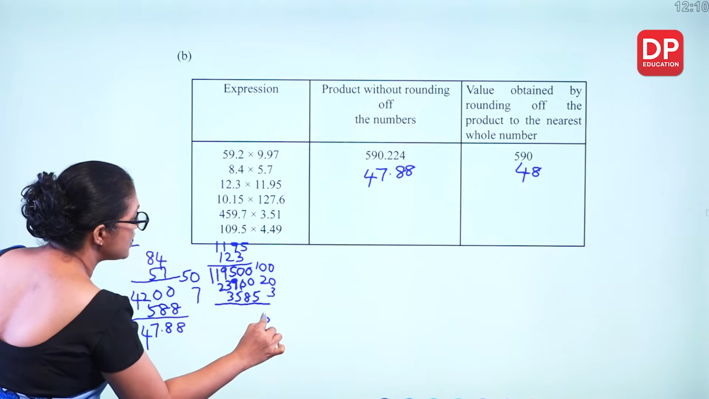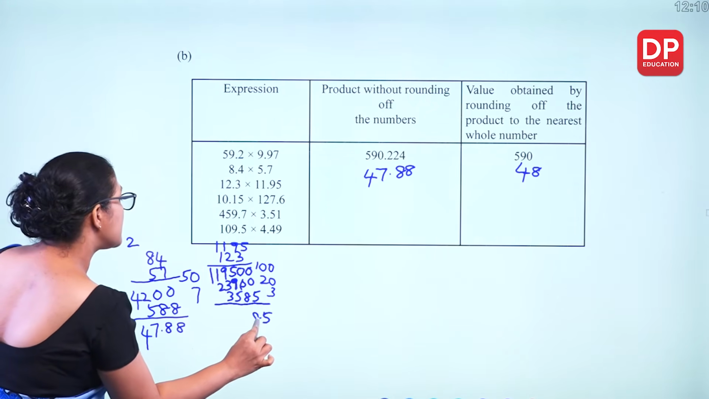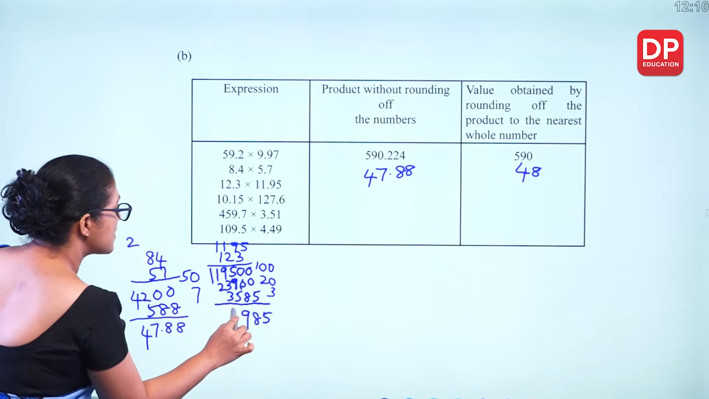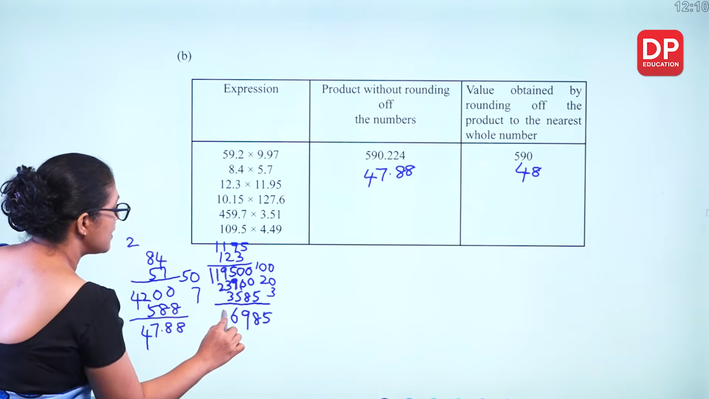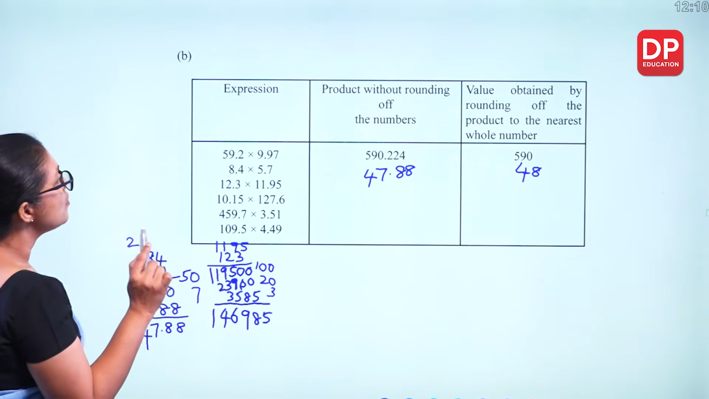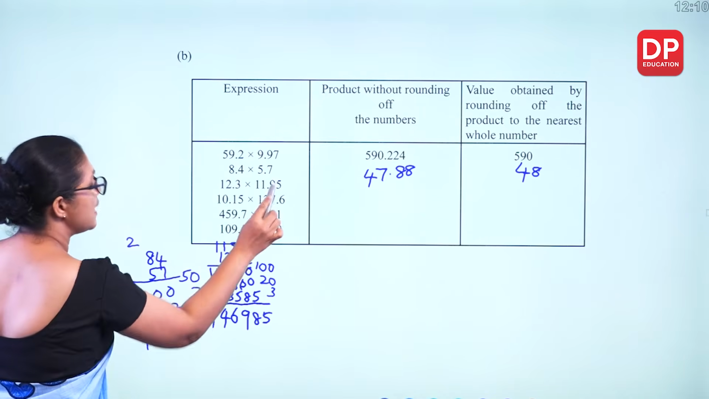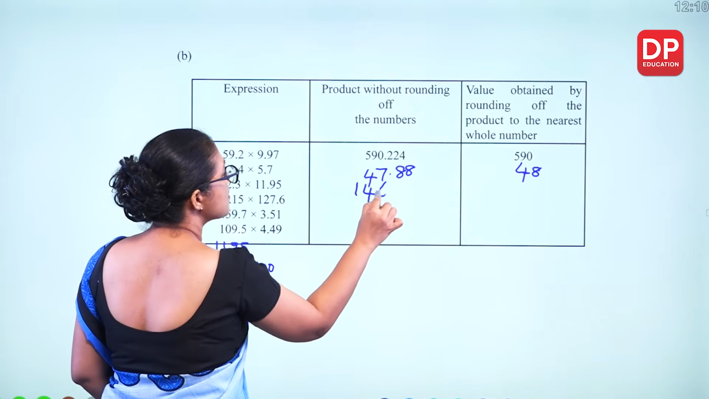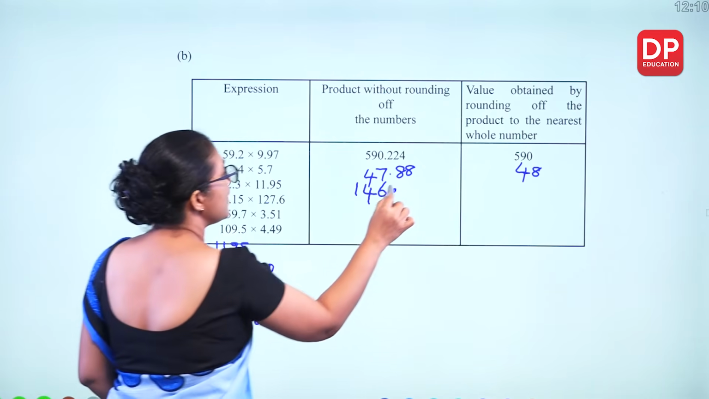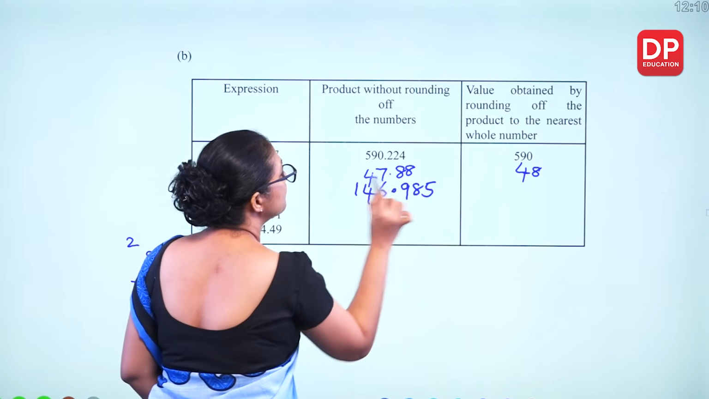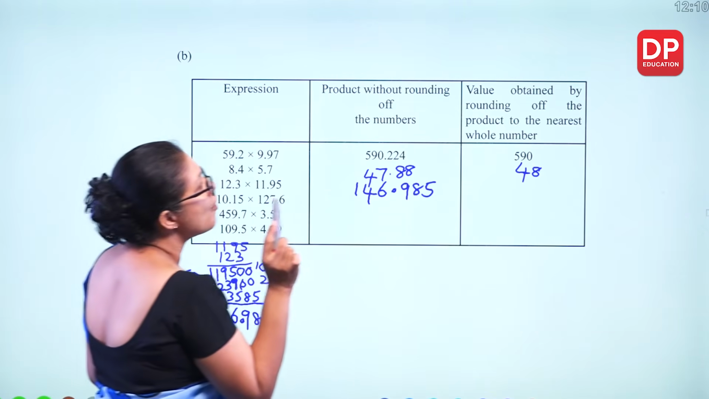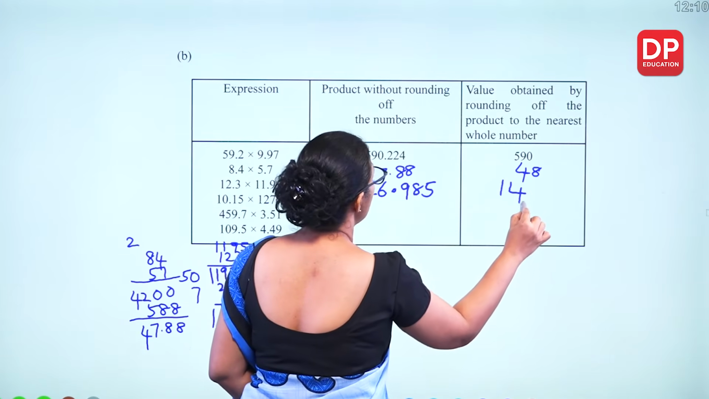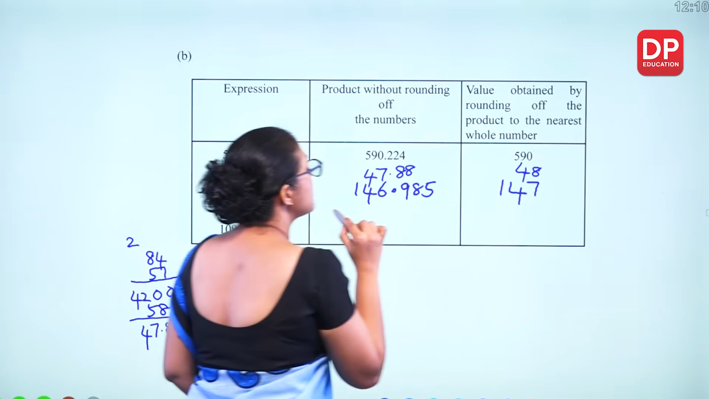When you add it, you get 8 and 19, 10 and 6, 16, 1 remaining, 4 and 1. And you need to keep 3 decimal places, 1, 2, 3. So what's the answer? 146.985. Then when you round the value to the nearest whole number, you get 147.